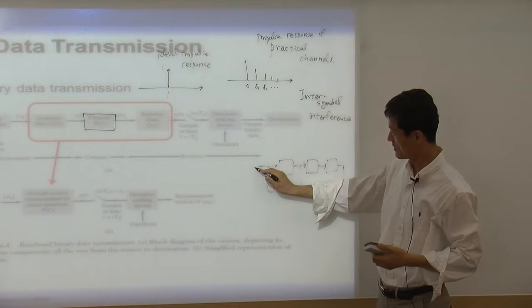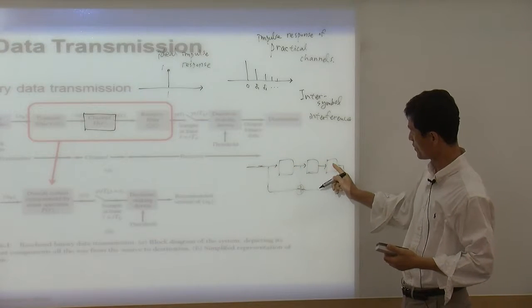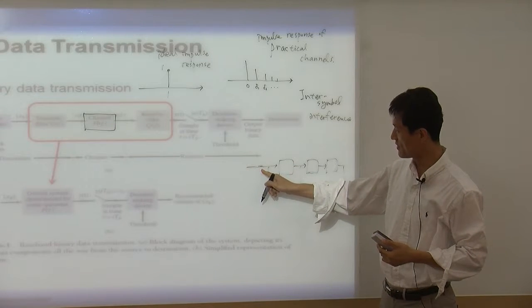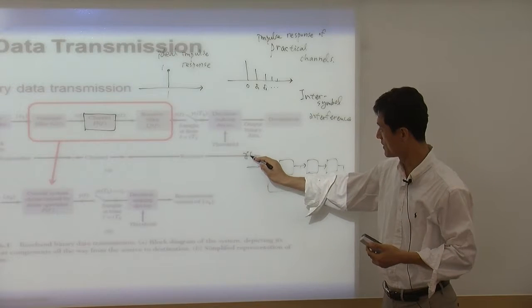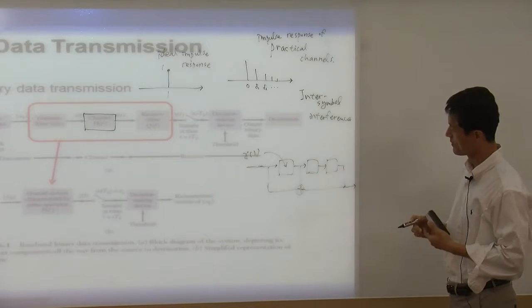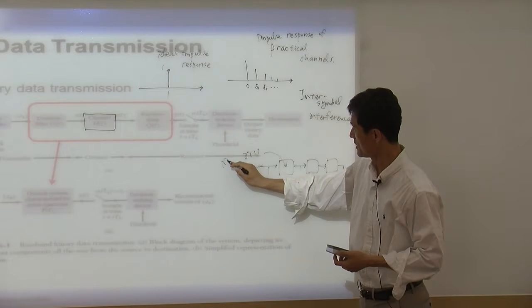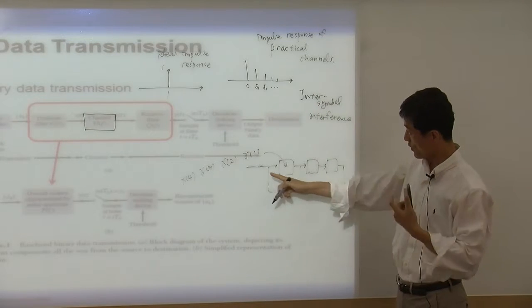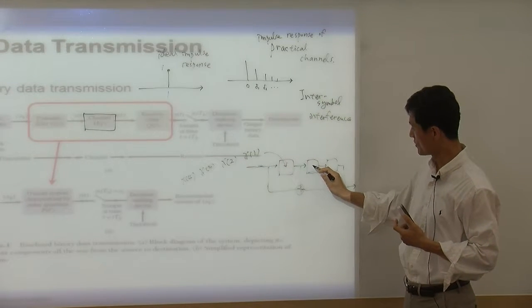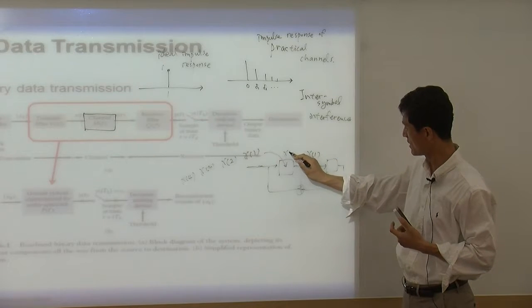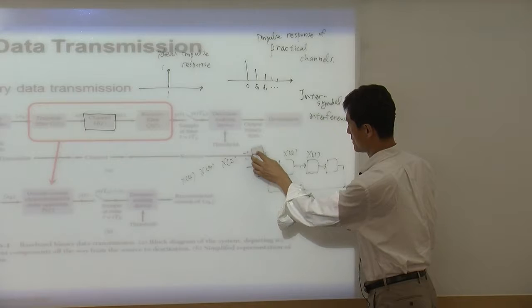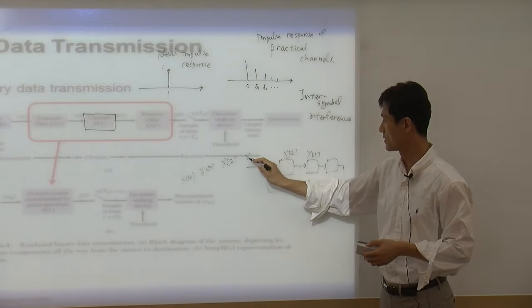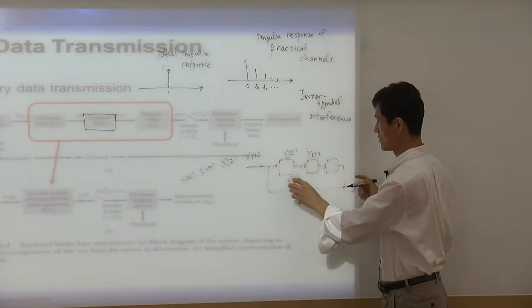In this case, initially the memory is initialized to 0. Let's say your first input, x1, moves into here. And now let's say x2 comes in. When you get x2, x1 now moves to here. Every time a new sample comes in, the samples are shifting to the right.